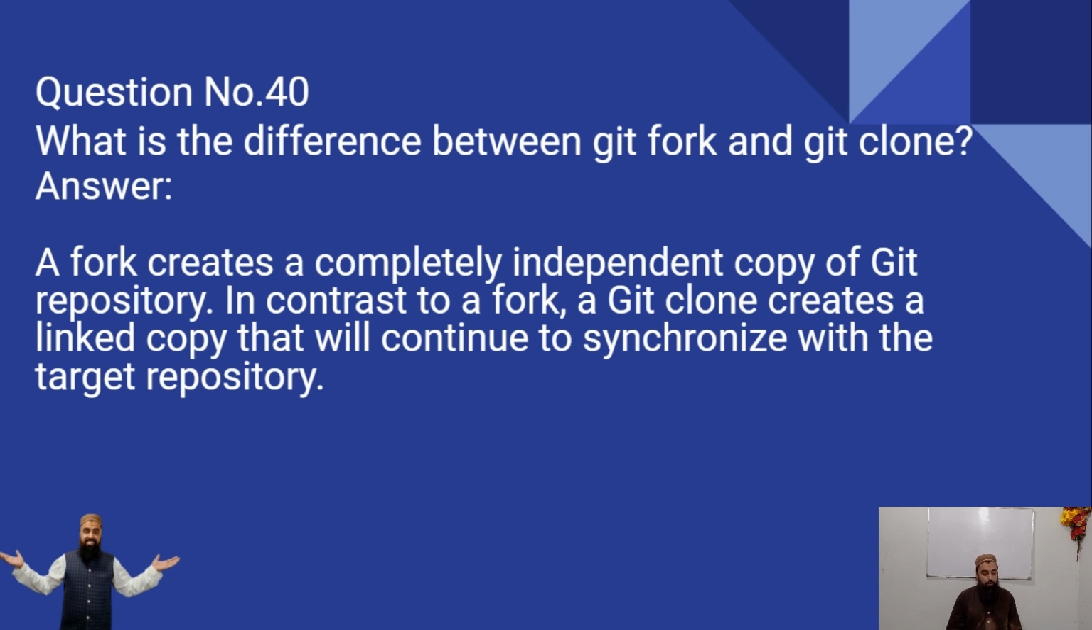The difference is a fork creates a completely independent copy of a Git repository. It would be a complete independent copy, but in contrast to fork, a Git clone creates a linked copy that will continue to synchronize with the target repository. You are changing your repository that is going to be synced with your remote repository, whereas in fork you have the independent copy of your Git repository.